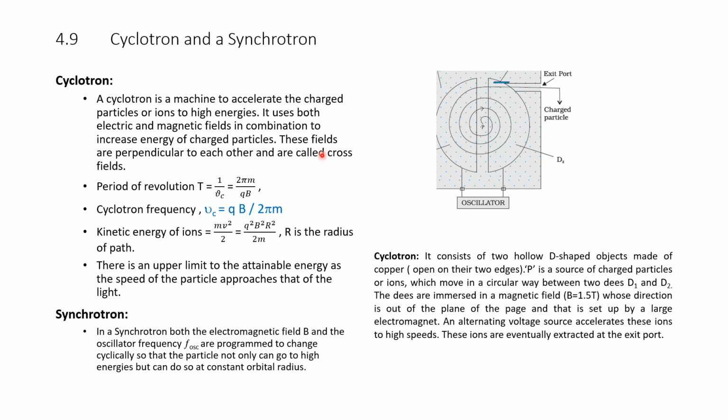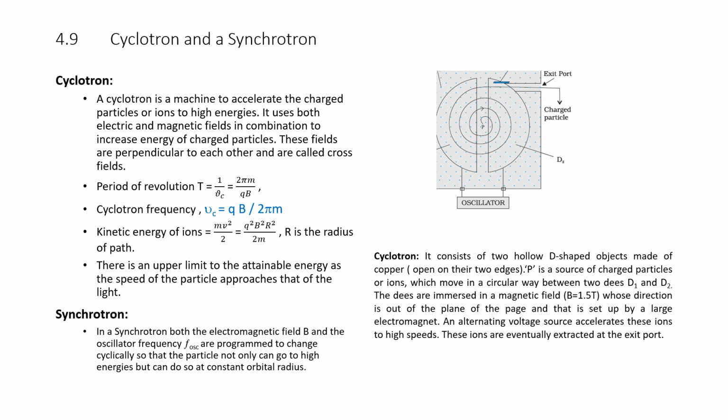A cyclotron is a machine used to accelerate charged particles to high energies which are required in physics experiments. It uses both electric and magnetic fields in combination to increase the energies of charged particles. These fields are perpendicular to each other and are called cross fields. Period of revolution is given by T is equal to 1 over nu c, that is equal to 2 pi m by qB.